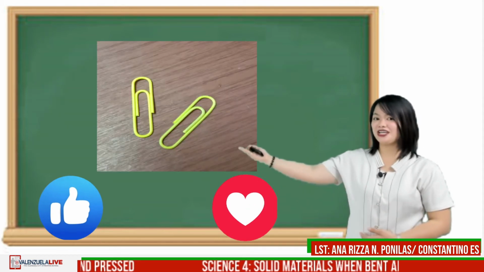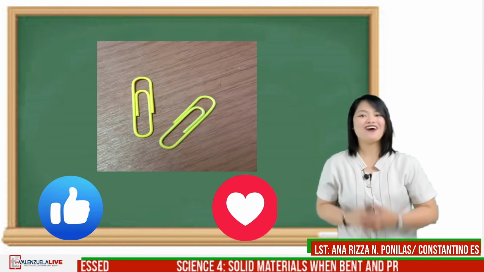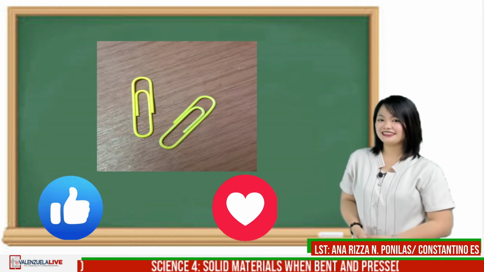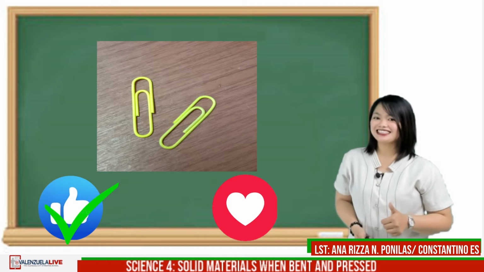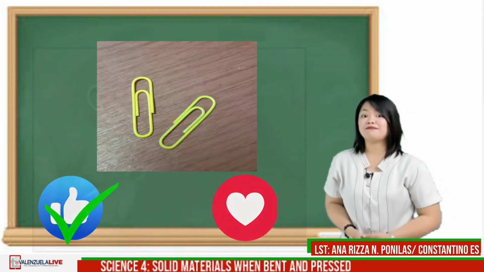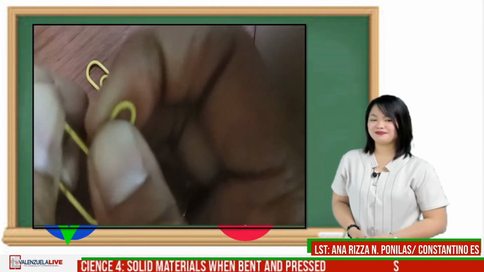The last picture is paper clip. Click like if it can be bent, or heart if cannot be bent. If your answer is like, you are also correct because it is made up of thin metal so you can easily bend it. You can change its shape.